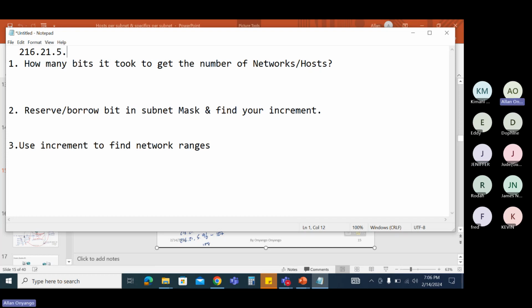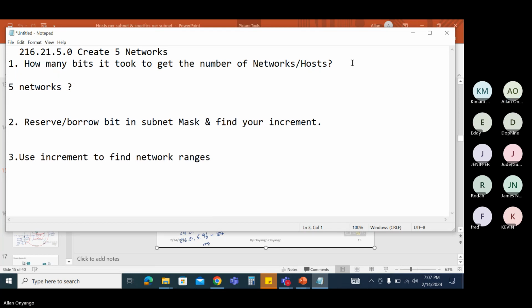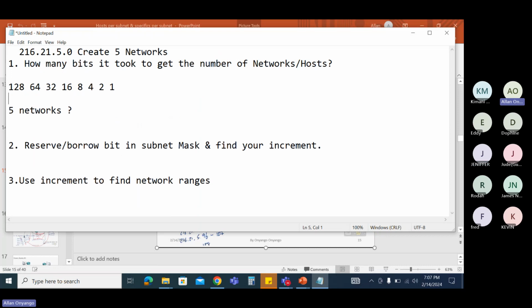216.21.5.0. Very good. We need to create 5 networks. So the first step, how many bits does it take to get the number of networks? We need to create 5 networks, so we need to know 5 networks will be how many bits. So check this out: 128, 64, 32, 16, 8, 4, 2, and 1. I'll put them separately here so that you can see them better.